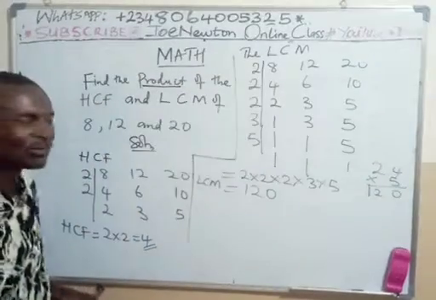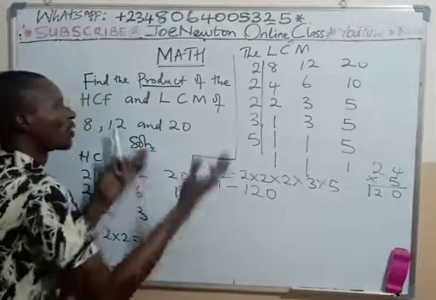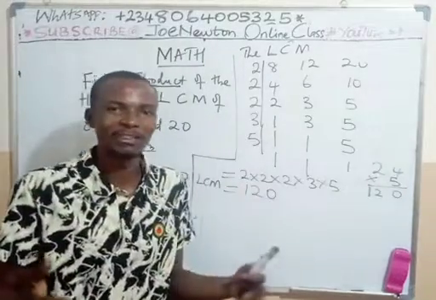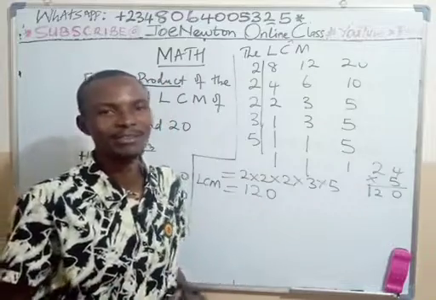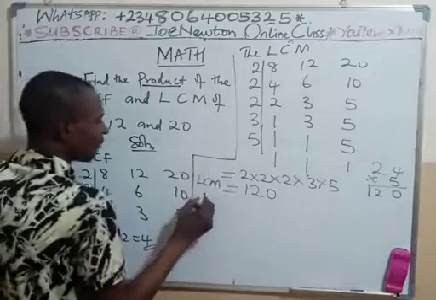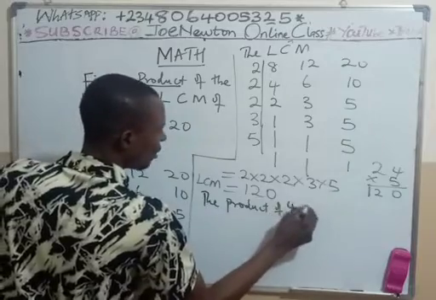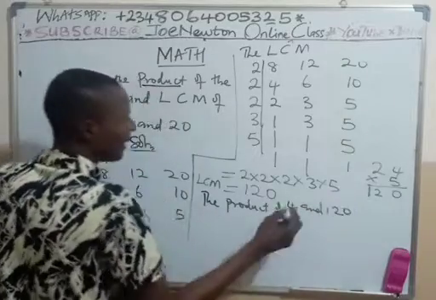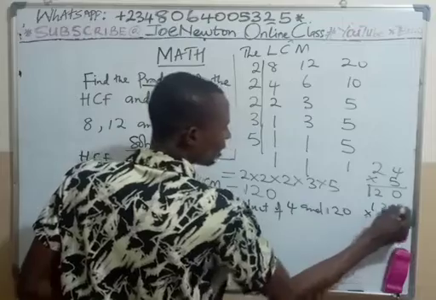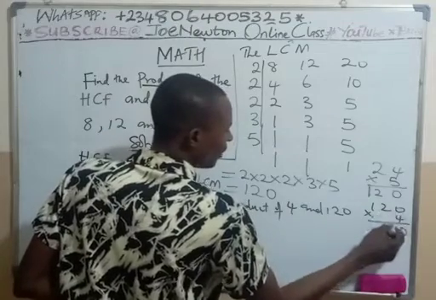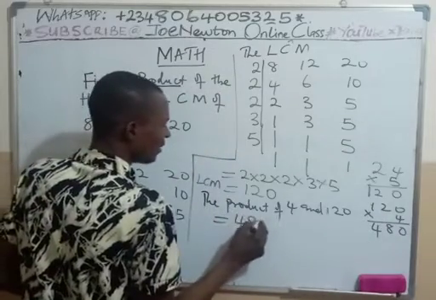Now, we are left with this operation. We are asked to find the product of the HCF and LCM of this set of numbers. The product means multiplication in mathematics. If it is difference, you subtract. If it is sum, you add. Very simple. The product of 4 and 120 simply implies 120 times 4. 4 times 0 is 0. 4 times 2 is 8. 4 times 1 is 4. So we have 480. Our answer is 480.